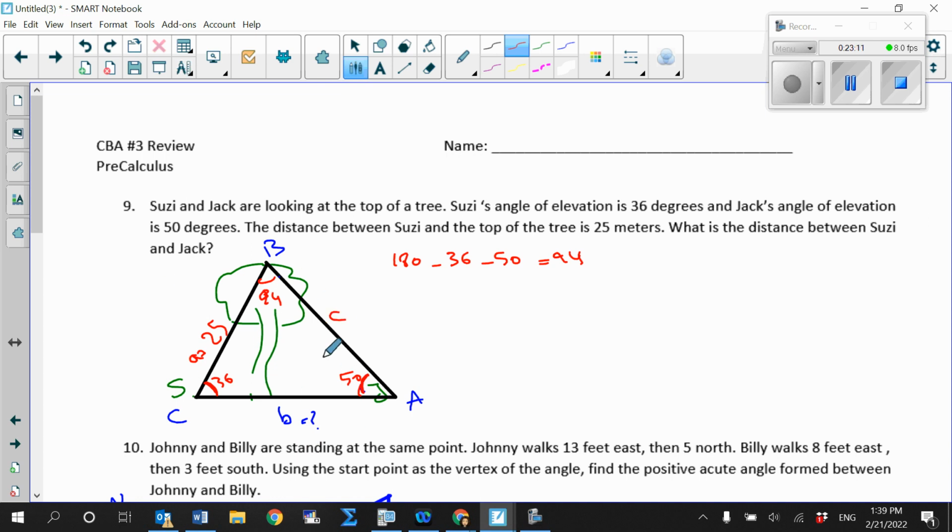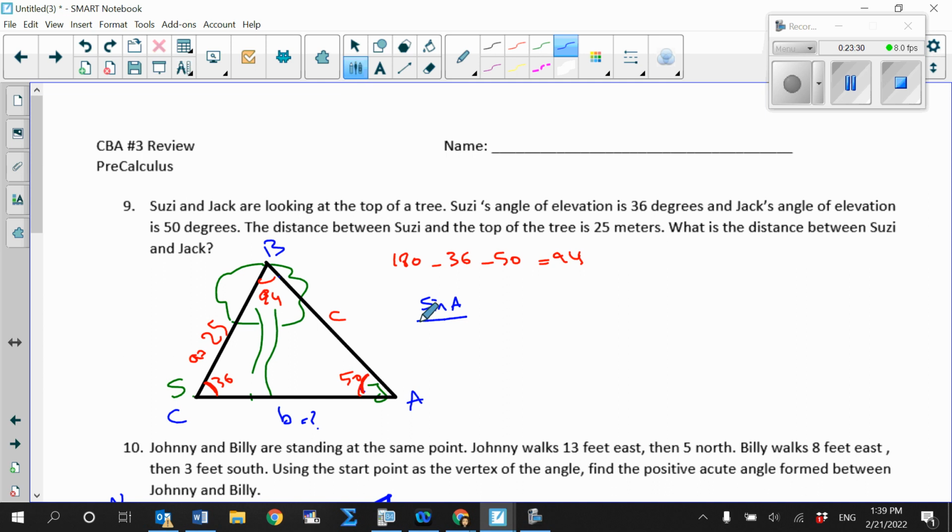On an oblique triangle, we have one angle and its opposite side, and we have another angle, and we're looking for the opposite side. We can use the law of sines here. What is the law of sines? This is the law of sines.